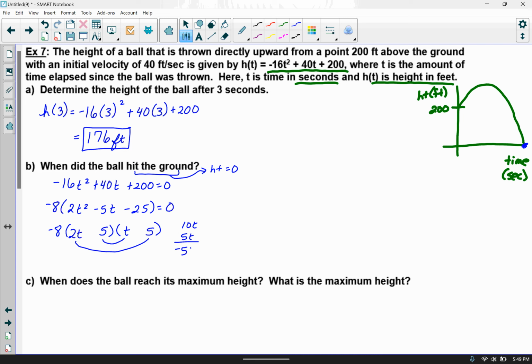My goal is a negative 5t, so the only way that I'm going to get a negative 5 out of those two would be that I have to make my 10 negative. I'm getting 10 when I do 2 times 5, so the minus sign goes in front of where you get it. So now I set any factor that has a letter with it equal to 0, so I don't need to worry about the negative 8, but I'm going to set 2t plus 5 equal to 0 and t minus 5 equal to 0. Solve for t in both cases, so 2t equals negative 5, divide by 2, so t equals negative 5 over 2.